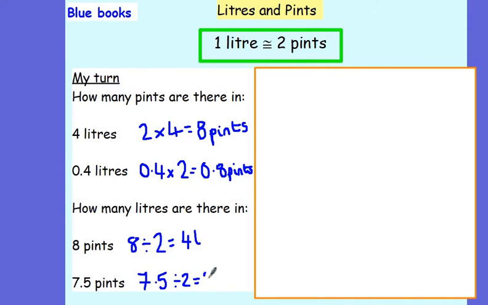Exactly, 3.75 litres. So to go from litres to pints, I've multiplied by 2. To go from pints to litres, I've divided by 2. Over to you, Year 7.